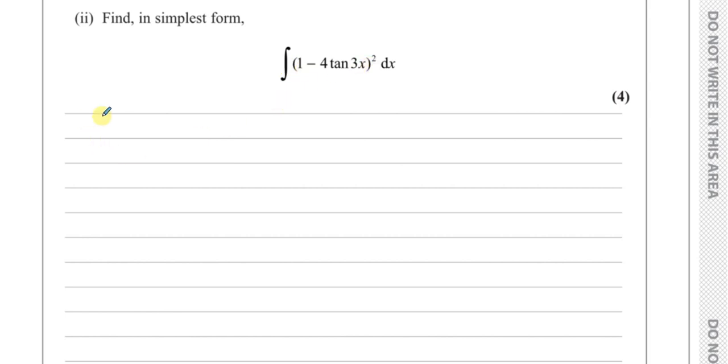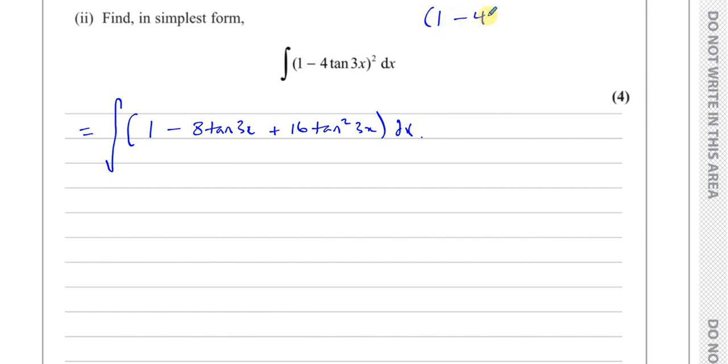So if we expand this bracket, you're going to have 1 squared, which is 1. Then, it's a squared bracket, so we can use a pattern where you multiply these two together. That gives you minus 4 tan 3x, and then you double it. So that's minus 8 tan of 3x. And then you square the last term. That gives you plus 16 tan squared of 3x dx.